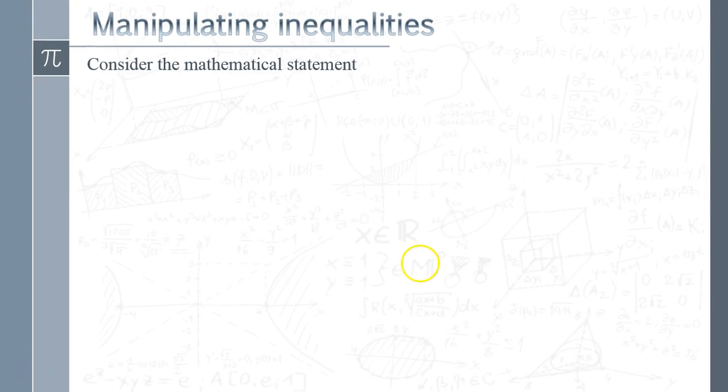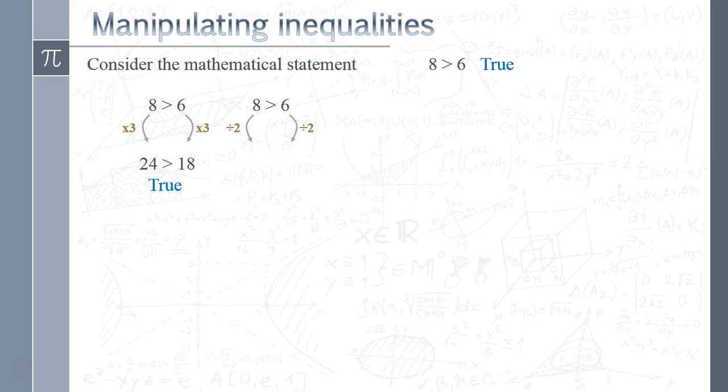First, let's just go back and have a look at some statements. Clearly there's a statement, 8 is greater than 6. Nothing particularly exciting or surprising about that. It's clearly a true statement. But then if I multiply that statement by 3, 24 is greater than 18, still true, not a problem. If I divide it, we've got 4 greater than 3, still true, all fine so far.